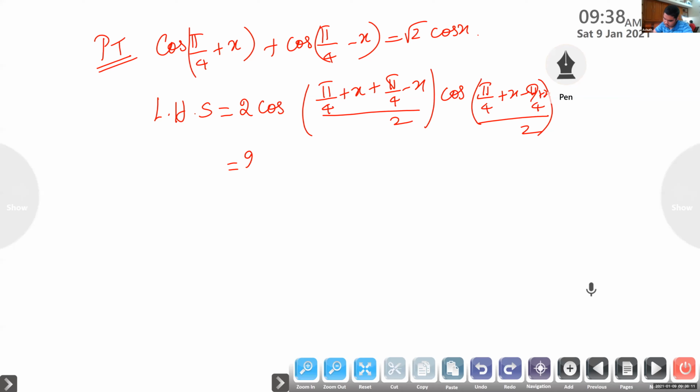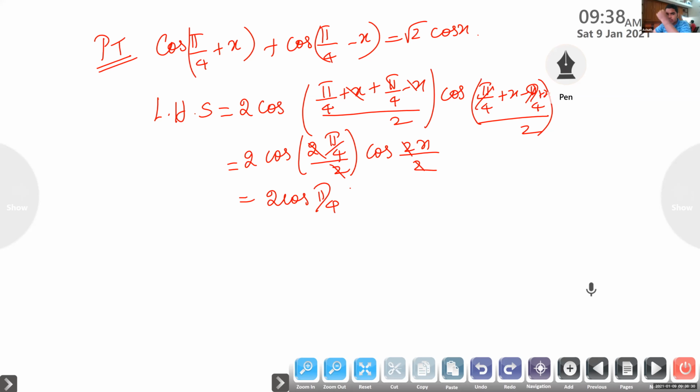So it is the same as 2 cos x, and x will get cancelled. 2 times pi by 4 by 2 into cos 2x by 2. So here 2 will get cancelled, which is the same as 2 cos pi by 4 into cos x. 2 cos 45.